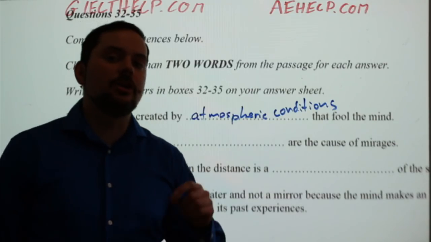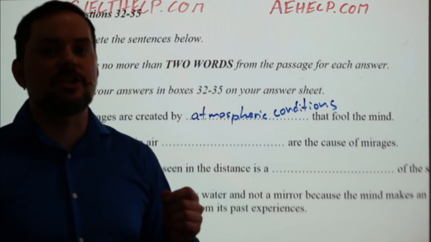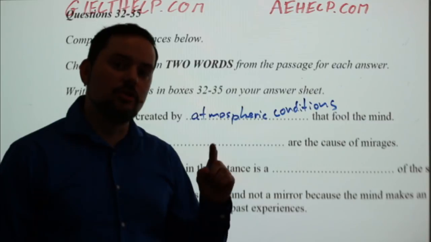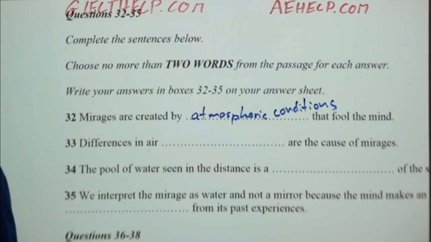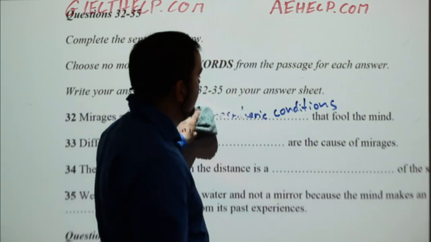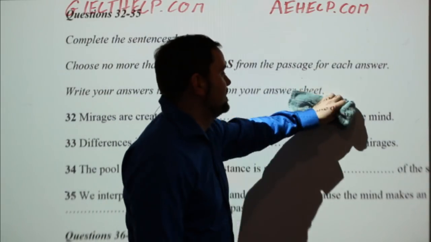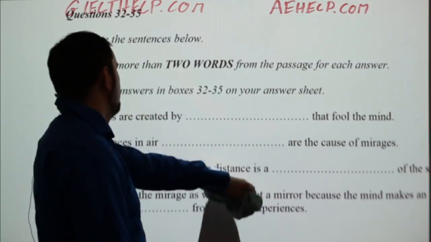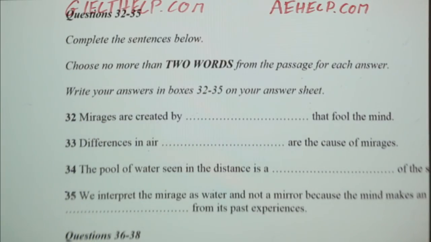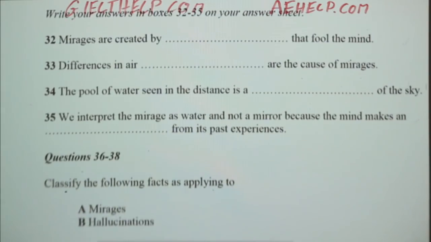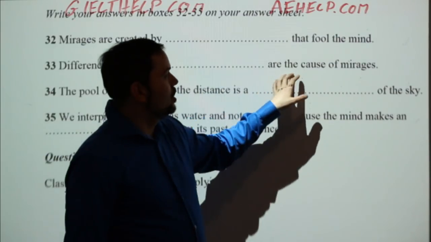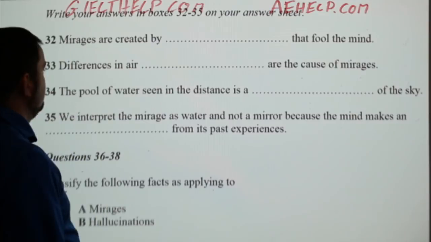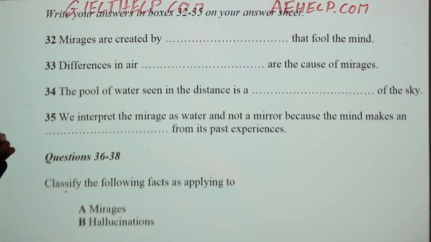This is why you have to get your list of headings questions correct. When you have them correct, you know where to look. You can find it real quick. In the real exam, I could have found that answer in a matter of 15 seconds at most. Probably even faster. So 45 seconds is a lot of time. Differences in air something are the causes of mirages. Differences in air what?